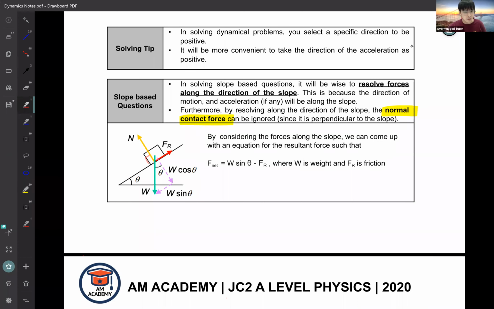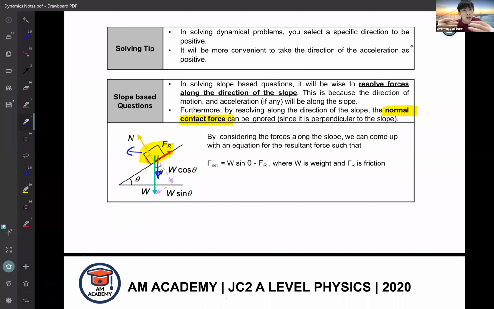The intuitive reason is because if you consider, let's say, this box on the slope, you know that it can only accelerate along the direction of the slope, right? The box won't vertically accelerate down. It won't sink into the slope, and the box also won't fly out of the slope.